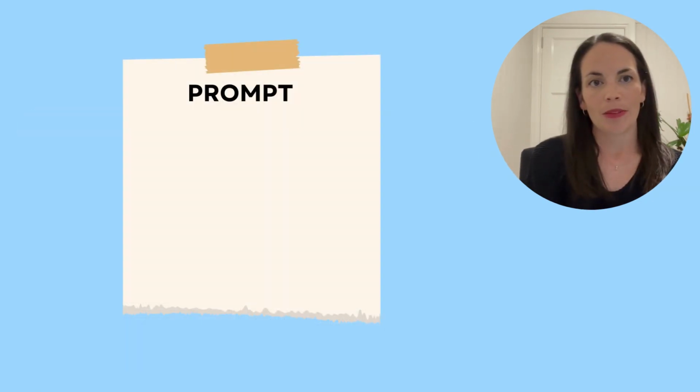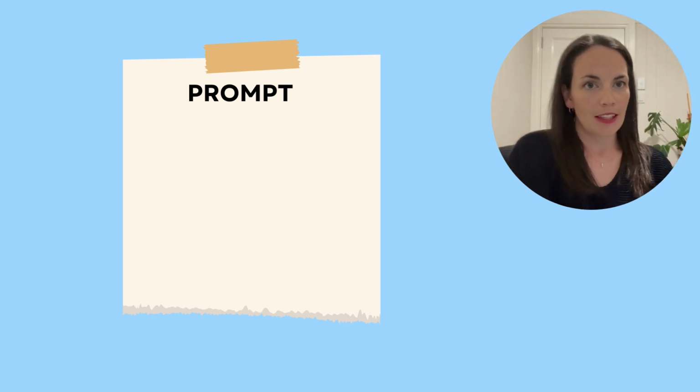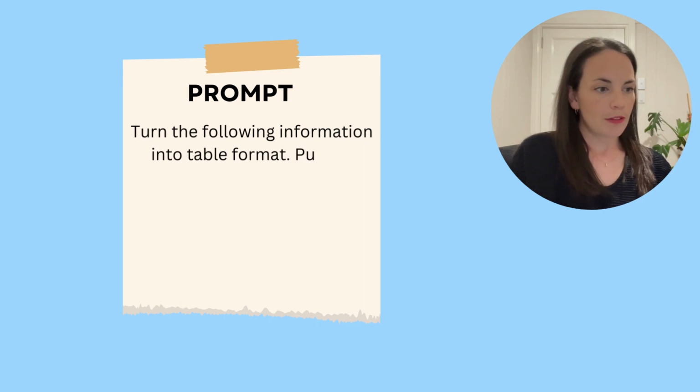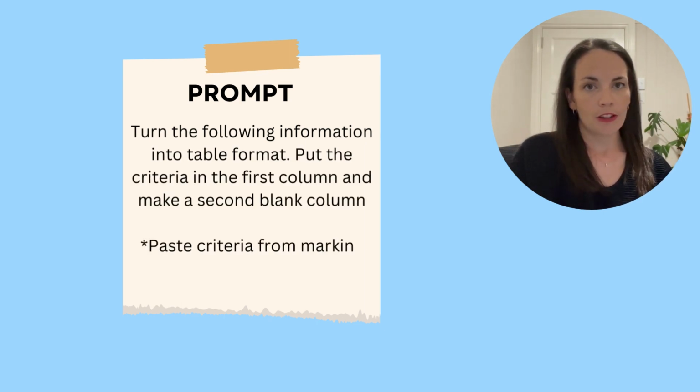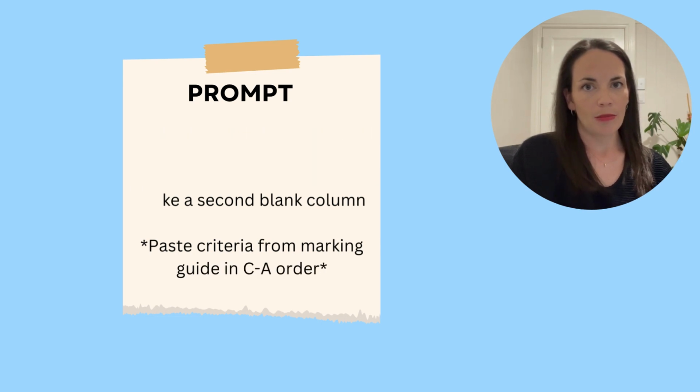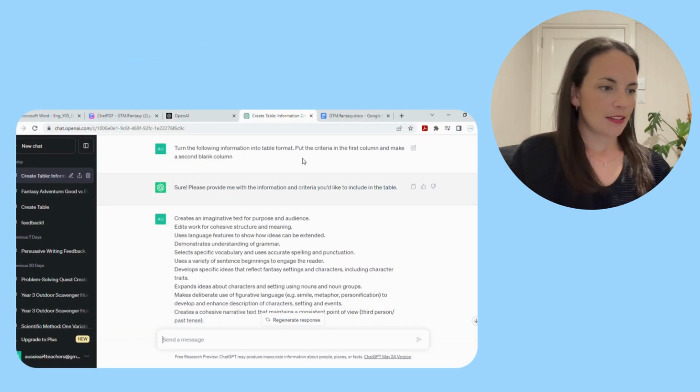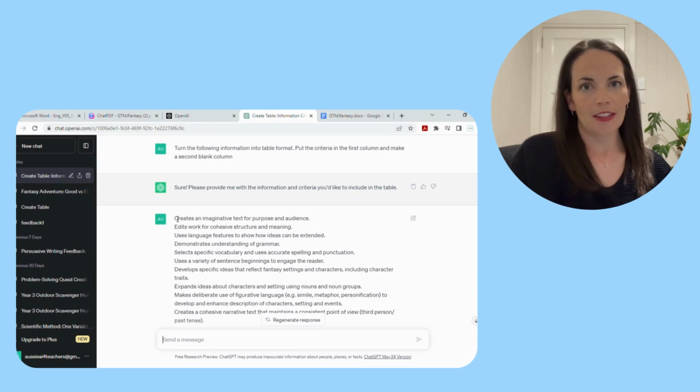Once I've put my criteria into a list using Microsoft Word, I then go into ChatGPT. Today I'm using the free version and I found it to work quite well. I put in the prompt, turn the following information into table format, put the criteria in the first column and make the second column blank. Then I paste my criteria into ChatGPT and you can see it generates out a table for me.